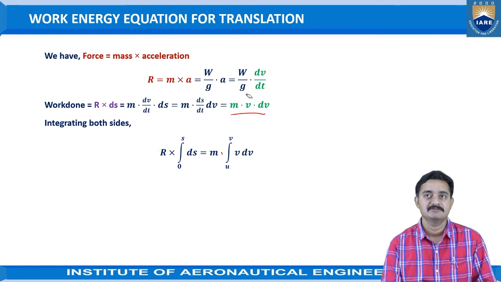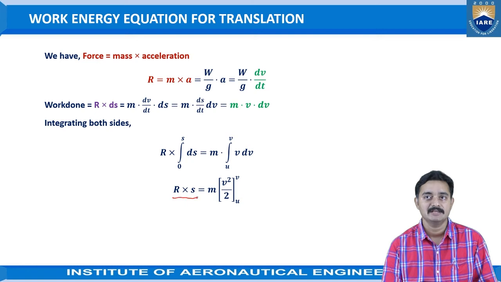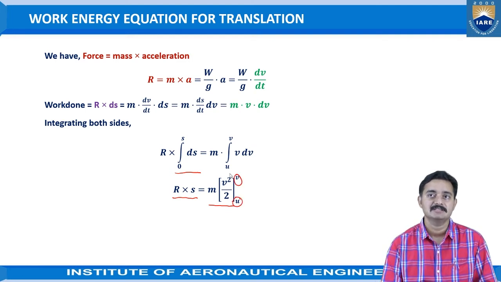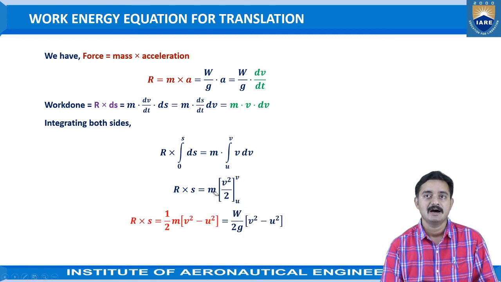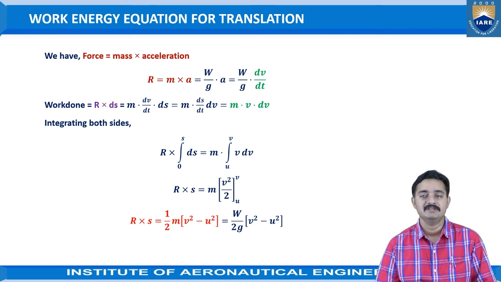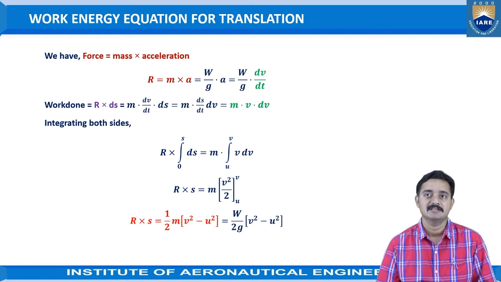When you simplify this further, the integral from 0 to s of ds can be obtained as r into s, and it is equal to m into v square by 2, from u to v. Further simplification of these integral values gives r into s equal to 1 by 2 m into v square minus u square, or we can write w by 2g into v square minus u square.